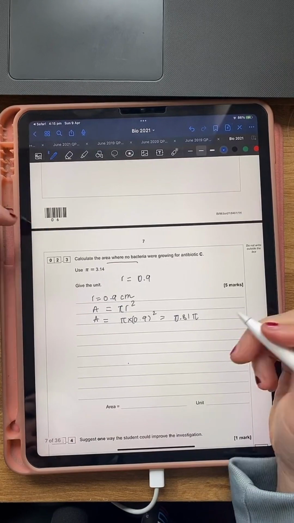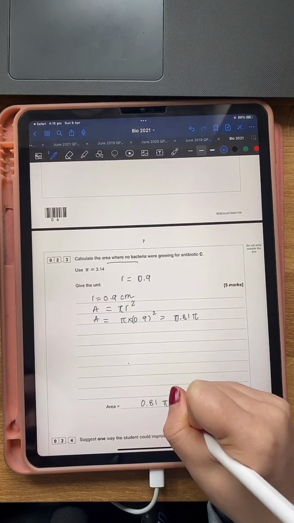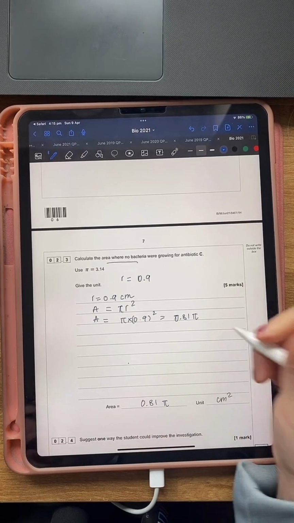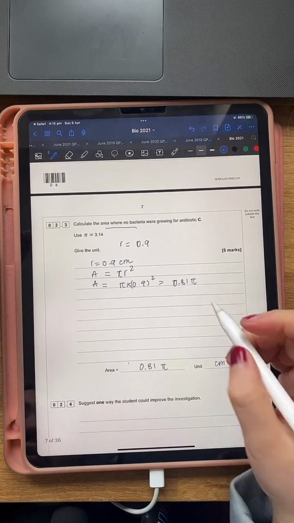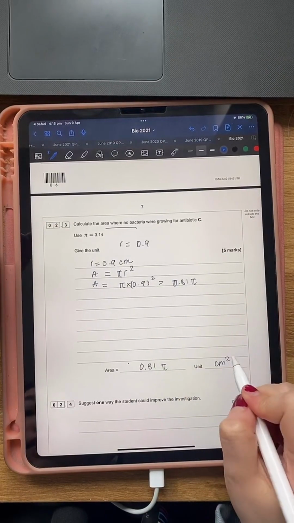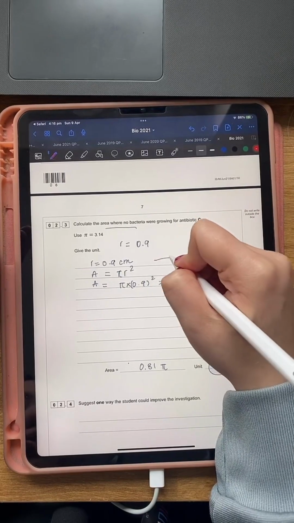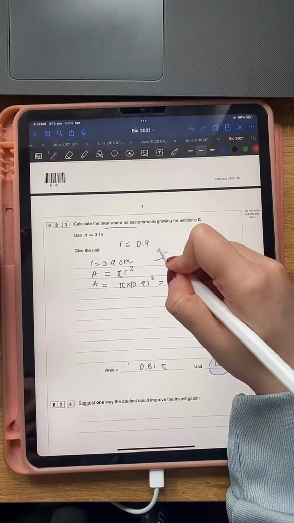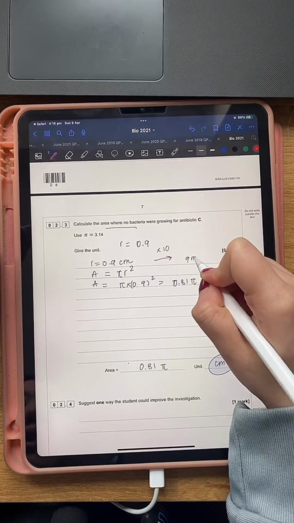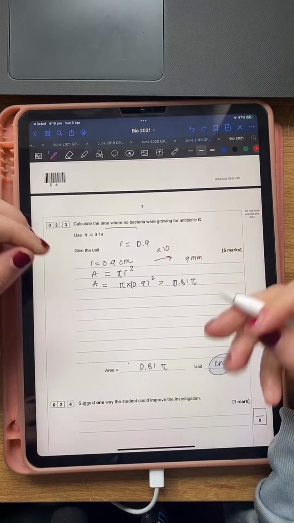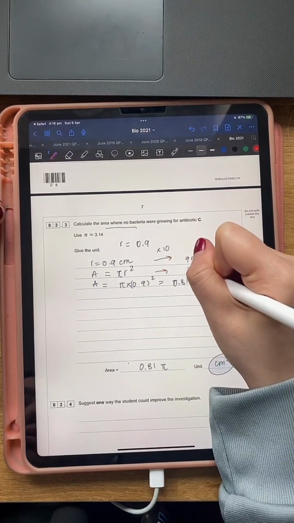You should calculate this out. You can leave it as centimeters squared, or you can convert this into millimeters first, which means you multiply by 10. So that would be 9 millimeters. Usually cells are measured in millimeters. So you can do pi times 9 squared. That would be 81 pi.